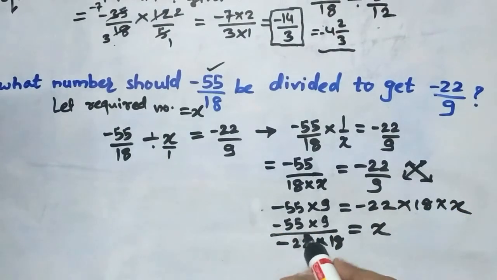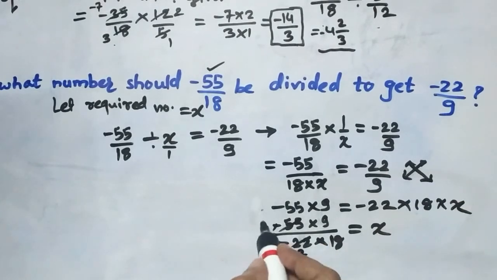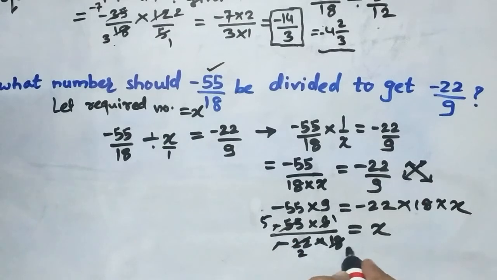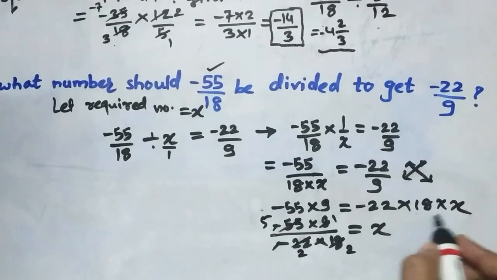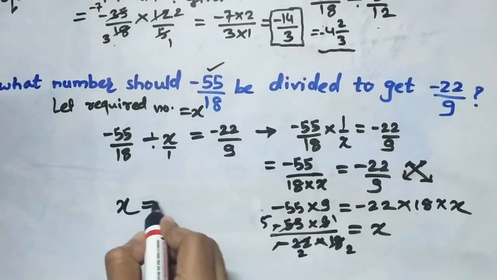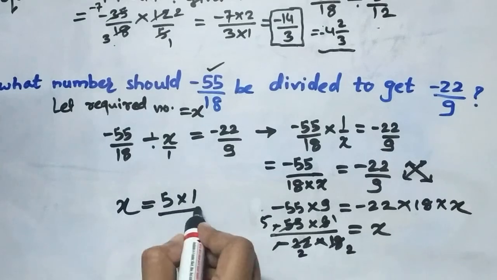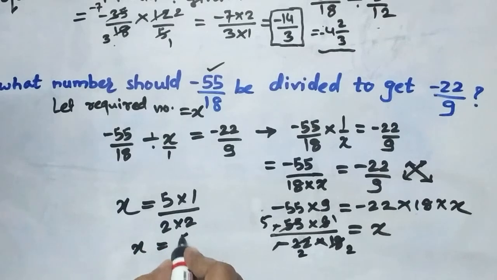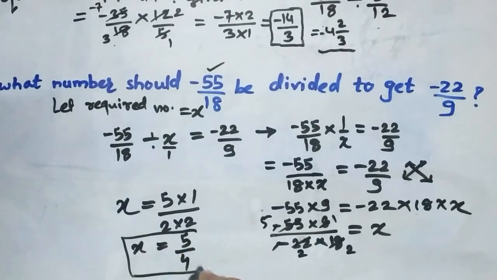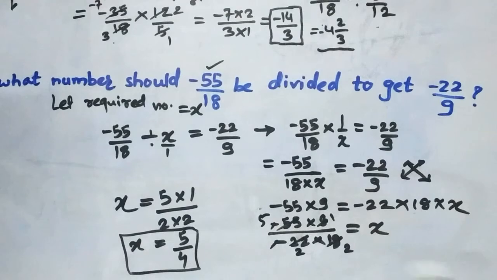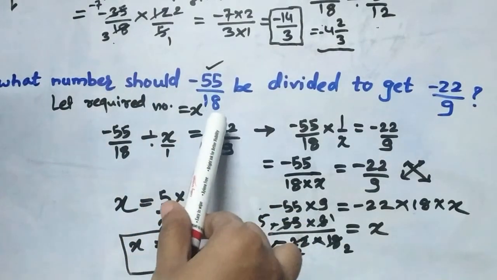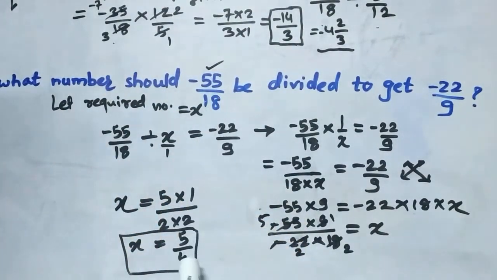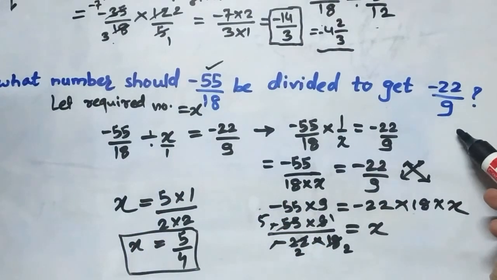So here you can cancel the minus sign. You get 11 twos are 22, 11 fives are 55. Here 9 ones are 9, 9 twos are 18. So afterwards 5 into 1 is left, friends. So here I will write x is equal to 5 into 1 divided by 2 into 2, that is x is equal to 5 by 4. So you get the value of x, that is 5 by 4. That means you need to divide minus 55 by 18 by this number in order to get minus 22 upon 9.